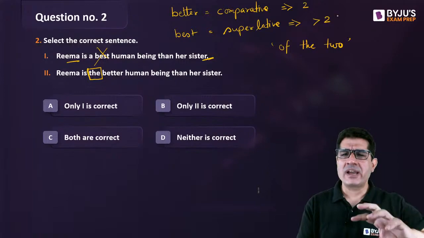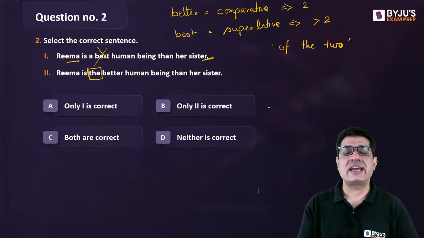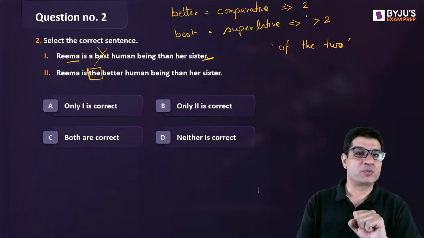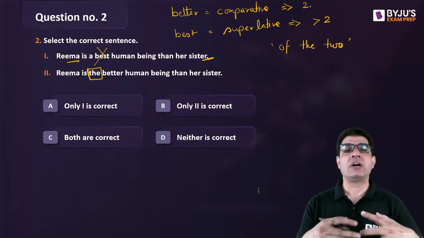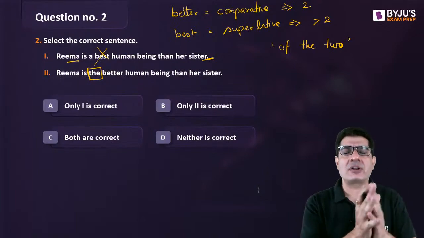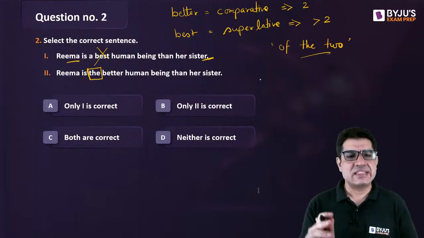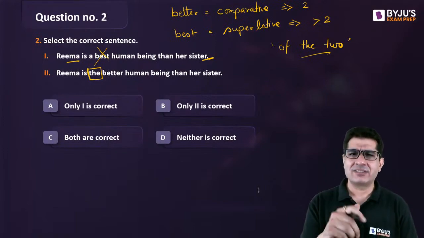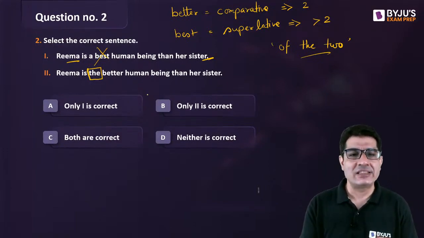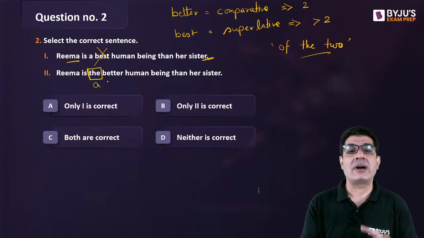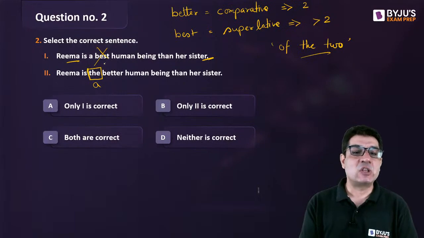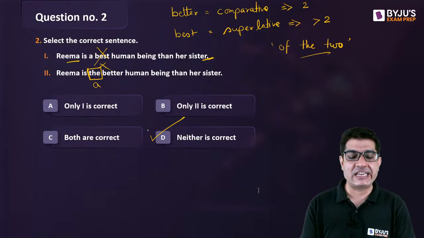So I like Mumbai, I like Delhi, but I think Delhi is the better city of the two. So you realize in this structure where we show our preference for one over other using of the two, that's a structure where we do use the before better. Otherwise, normally, as a rule, we don't really put the here. It should have been a. So Reema is a better human being than her sister. So the use of the was incorrect, and therefore I would actually go with D.